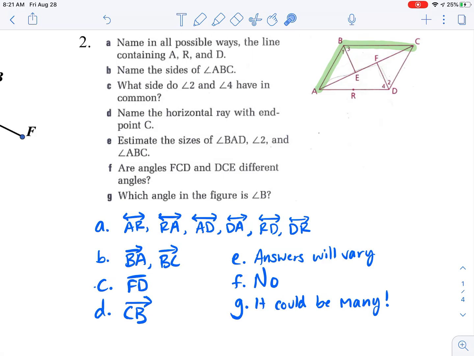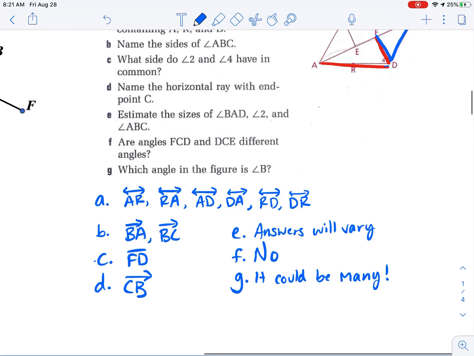All right, part C. What side do angle 2 and angle 4 have in common? Once we take a look at where angle 2 and angle 4 are, and this time I'm going to use the pen. This is angle 4. And then this is angle 2. Looking there, I had to trace down the same segment each time. They share a side, and that is side FD. So this would be segment FD, or you could say DF, as the side that they share.